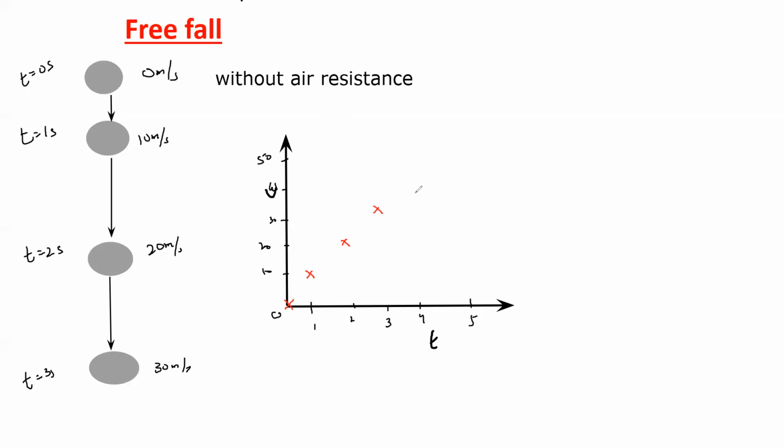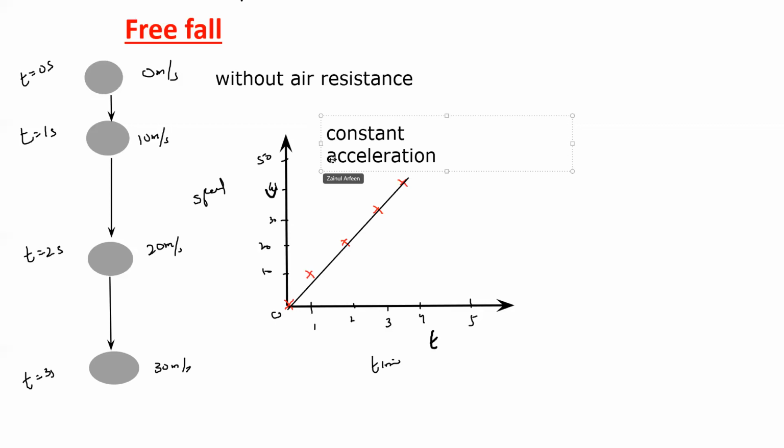Then after 4 seconds, it will be 40. After 5 seconds, it will be 50. So when we join these points, what we will get for a speed time graph or a velocity time graph, it will be a straight line. So whenever it's a straight line, what does it mean? It means it is having a constant acceleration, and that acceleration for a falling object on the surface of the earth is 10. So whenever an object falls, it will always have a constant acceleration, but the condition is without air resistance.